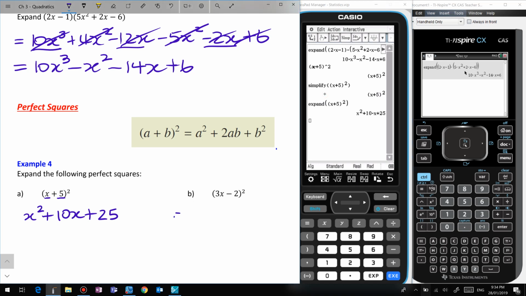Okay, so this one, it's the first term squared, so 9x squared, because we have to square the number as well. And then it is 2 times my first term times my second term. So I've got 2 times 3x, which is 6x, times negative 2 is negative 12x. And then it is my last term squared, so negative 2 squared, which is plus 4.